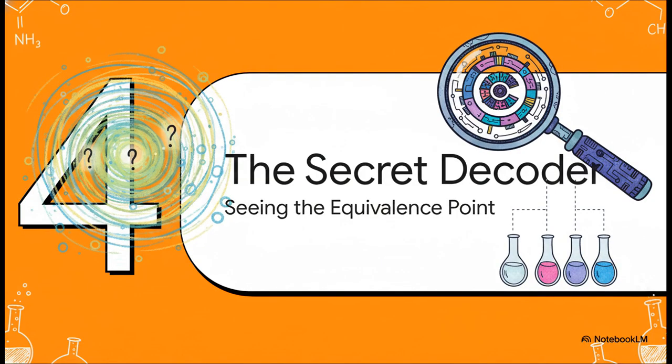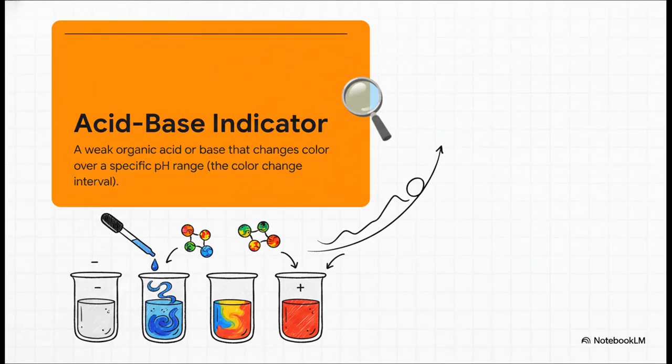Okay, this is all great on a graph, but there's one tiny problem. In a real lab, you can't see the pH. The equivalence point is a totally invisible chemical event. So how on earth do chemists know when they've hit that sweet spot? Well, they need a secret decoder. And that secret decoder is something called an acid-base indicator.